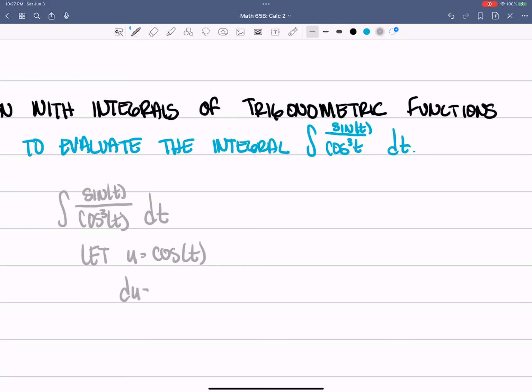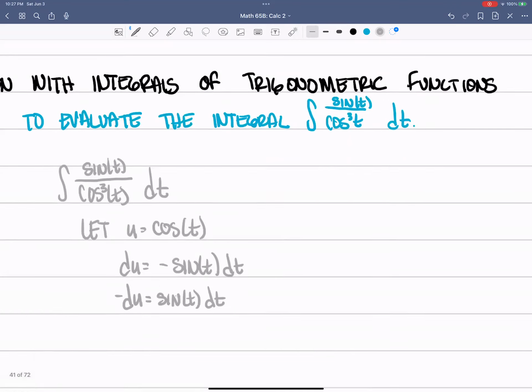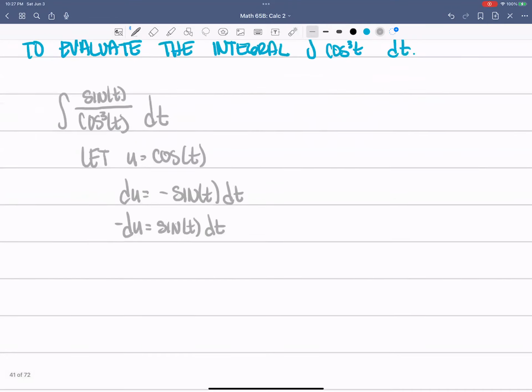Now du is going to be negative sine t dt. If we multiply both sides by -1, negative du is equal to sine t dt. And now we could do the substitutions.